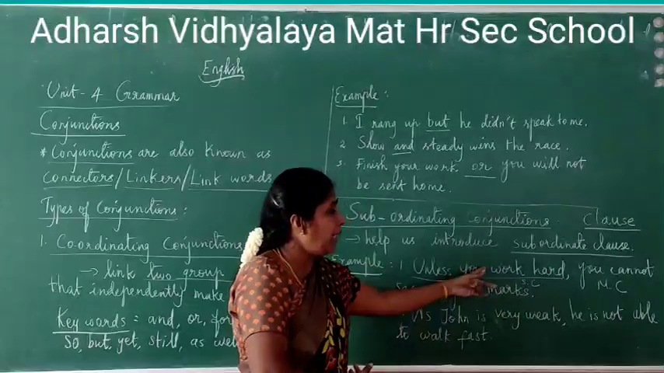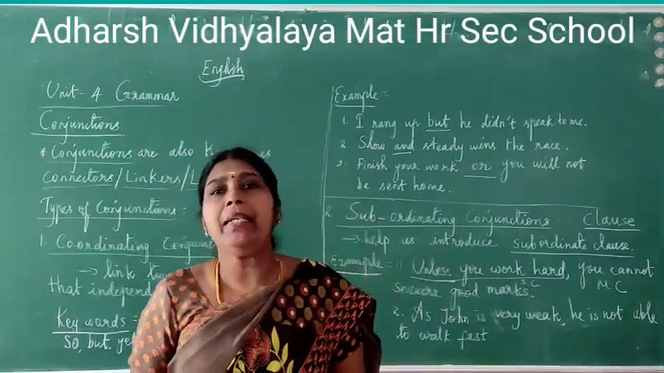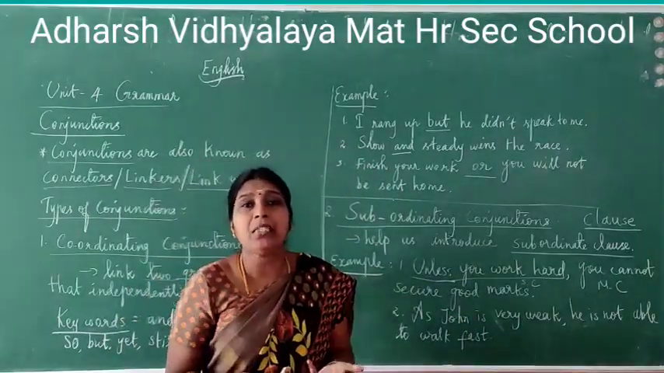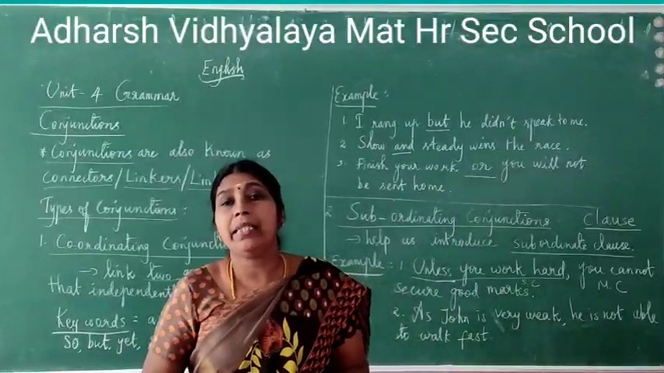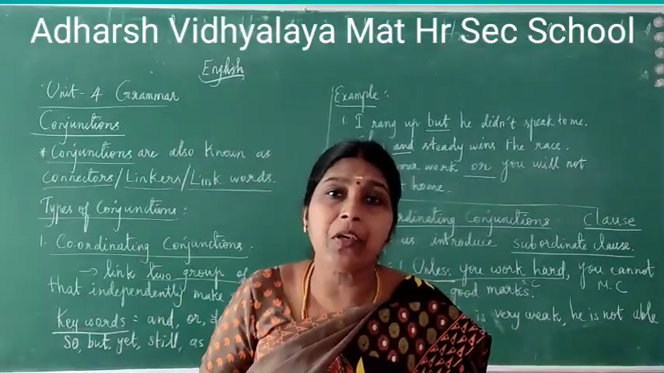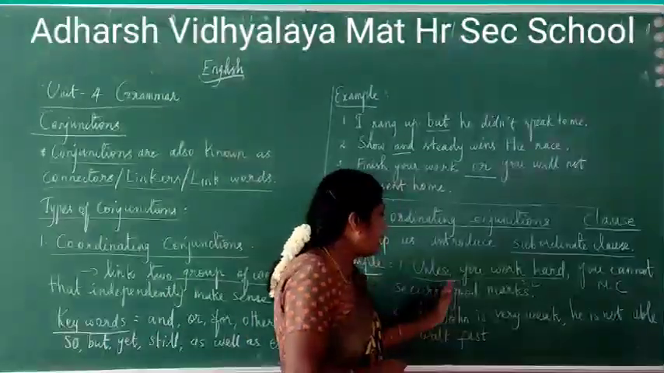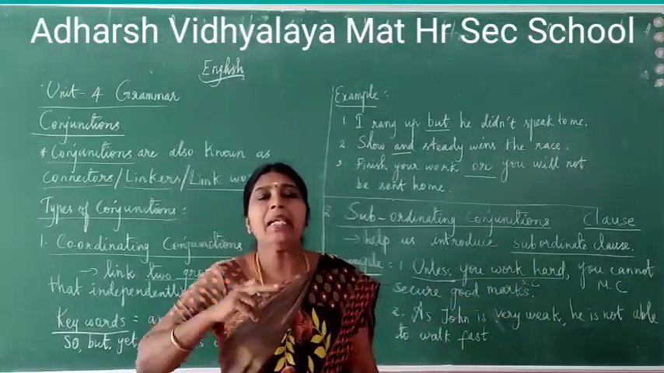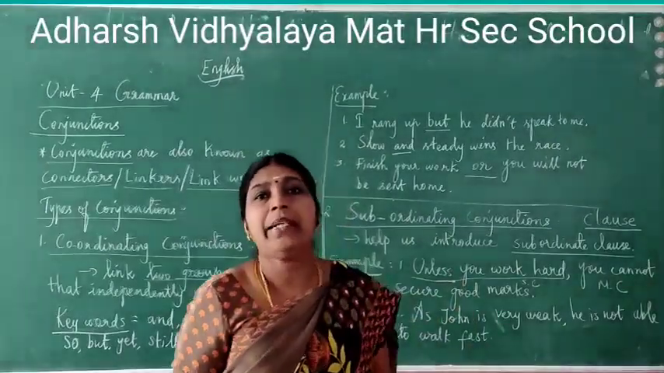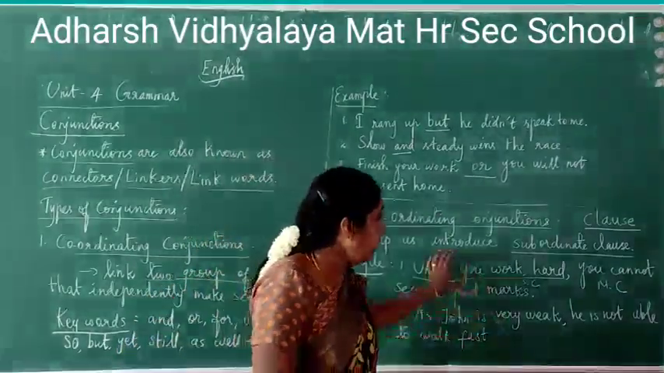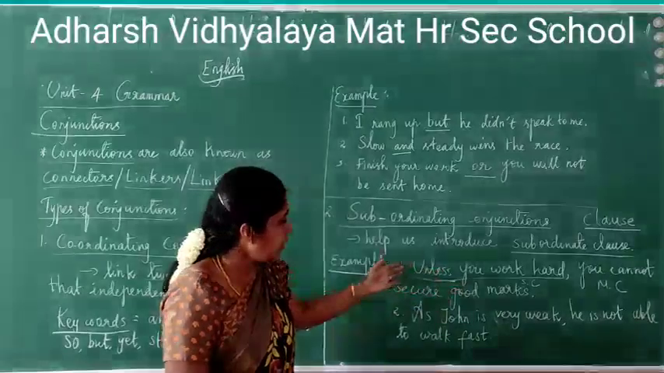So incomplete meaning is otherwise known as subordinate clause, subordinate clause or dependent clause. Dependent, because it depends on the main clause to complete its meaning. The main clause is otherwise known as independent clause. Independent means what? Free. So that conveys complete separate meaning. So, you cannot secure good marks: this is the main clause. The main clause is otherwise known as the independent clause. The subordinate clause is otherwise known as the dependent clause because the subordinate clause depends on the main clause to complete its meaning. You understand? See next example.